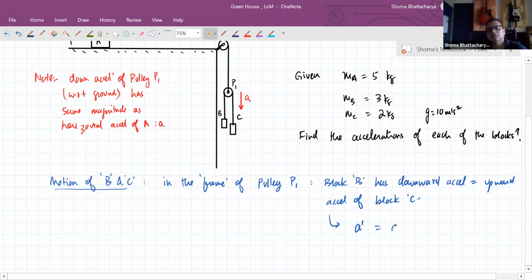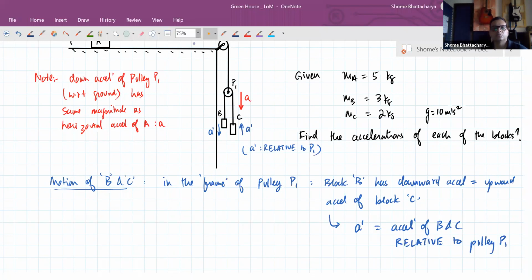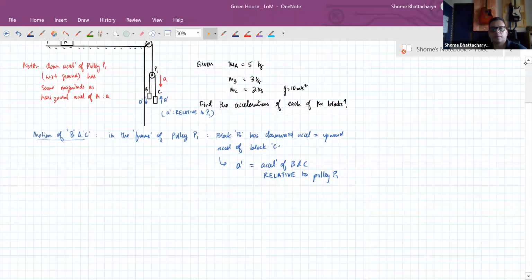Okay, so this is the acceleration of B and C relative to the pulley P1. So let's say that is A prime. So B is coming down with an acceleration A prime and C is going up with an acceleration A prime, but this A prime is relative to the pulley P1. So this is a very important point to understand about the system over here.